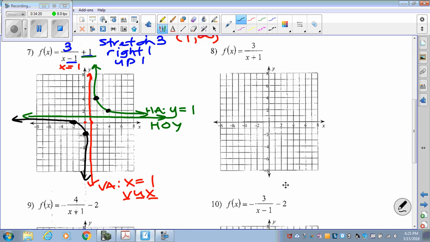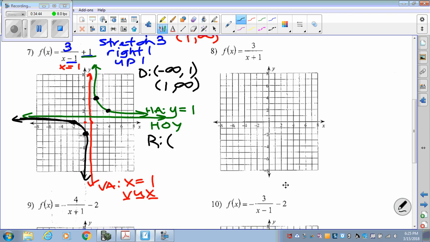Oh, domain and range, right? So domain is going to be -infinity, right? Domain goes from -infinity to this vertical asymptote at 1. And then it goes from 1 to positive infinity. So once we've done a couple of these, that doesn't seem so bad.